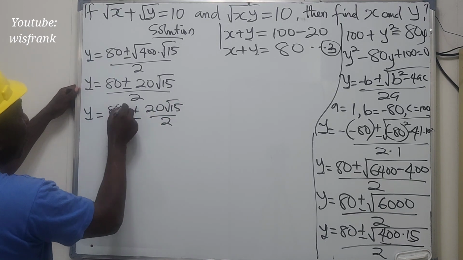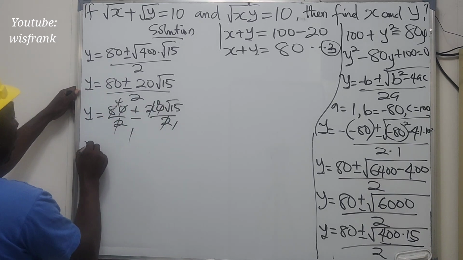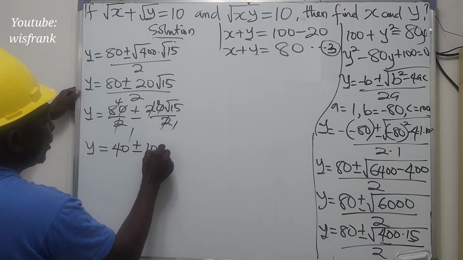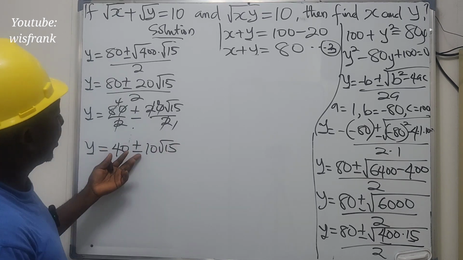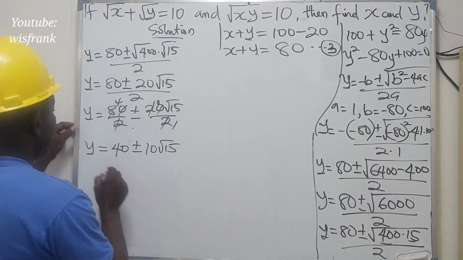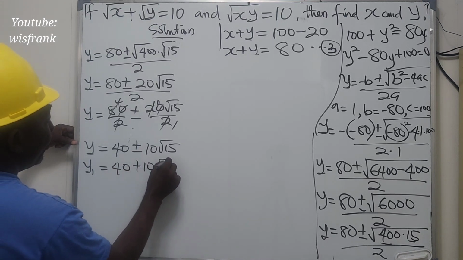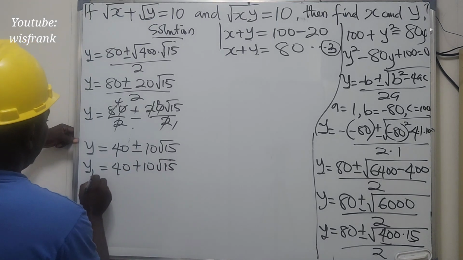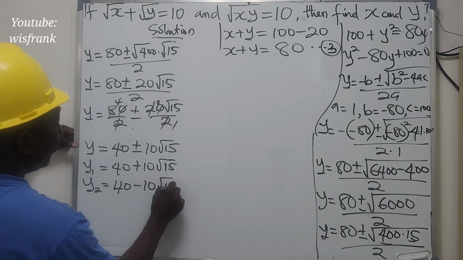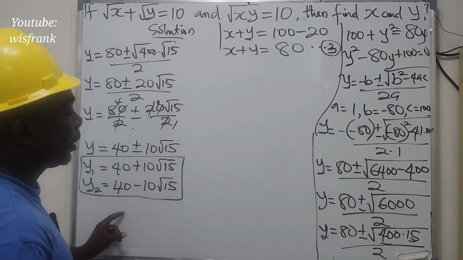2 cancels here and 2 cancels here, 40. 2 cancels here and 2 cancels here, 10. So we have a value of y equals 40 plus or minus 10 root 15. We can separate this because we have two solutions, which are y1 equals 40 plus 10 root 15, and also y2 as 40 minus 10 root 15. So this is the value of y1 and y2 that we have.